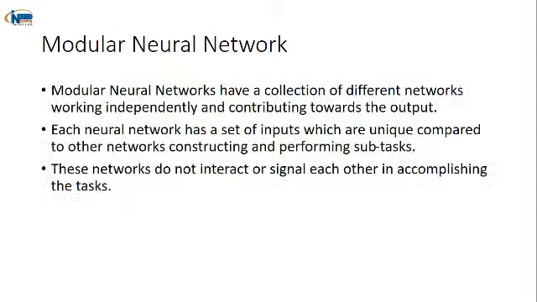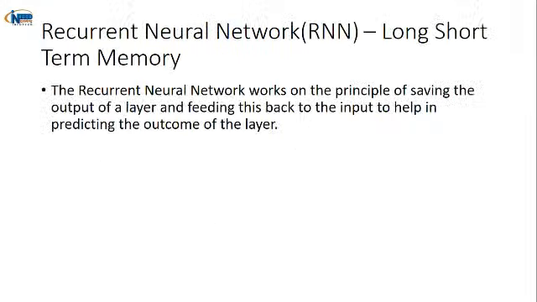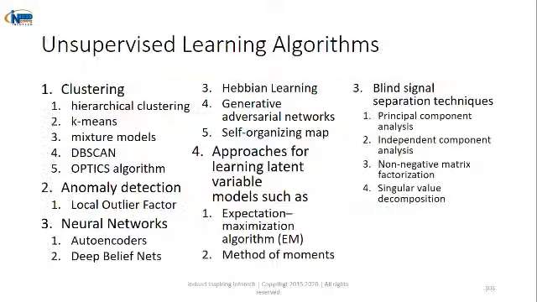Modular neural network. This modular neural network is basically a collection of multiple neural networks which we have discussed. It may be feed forward, it may be convolutional, it may be recurrent neural network. So it's a mixture of multiple neural networks, that is called a modular neural network. These are the algorithms which come under supervised.